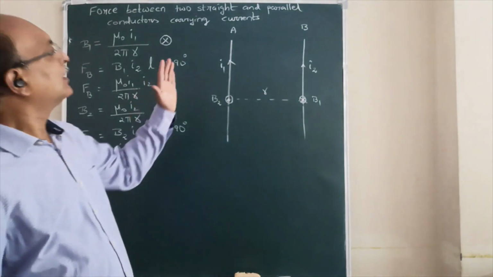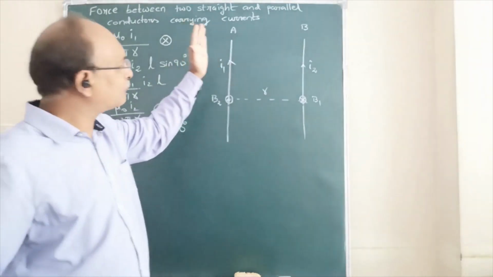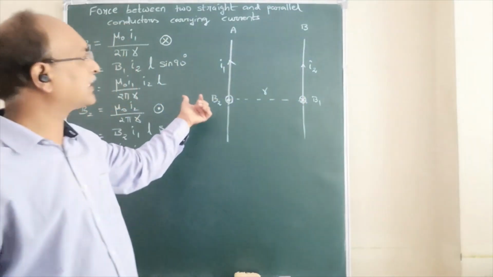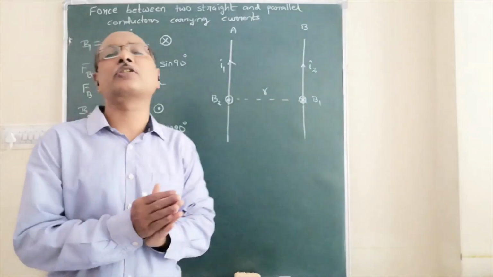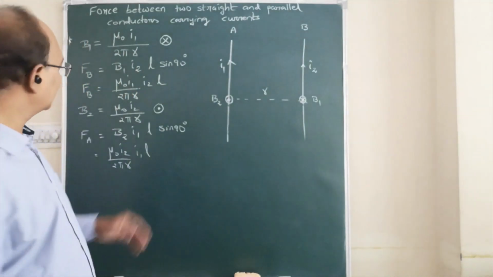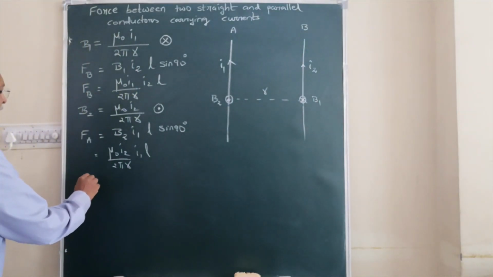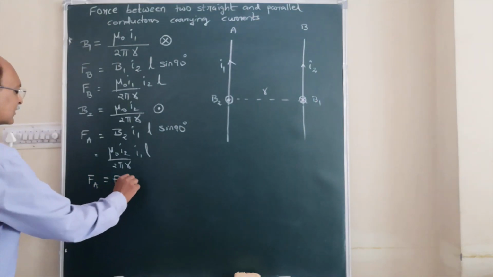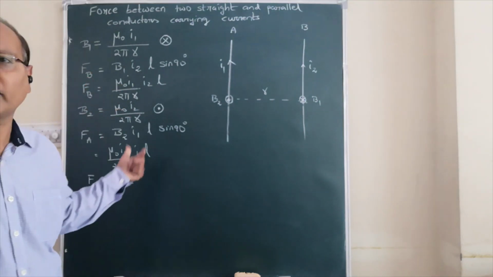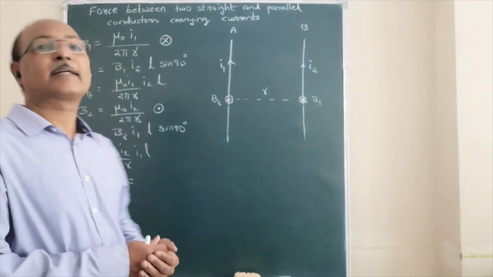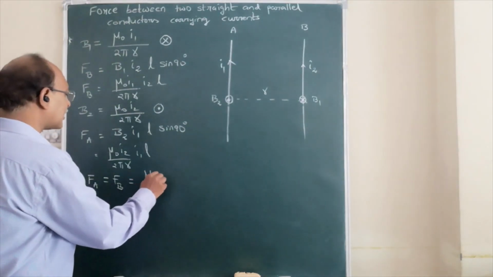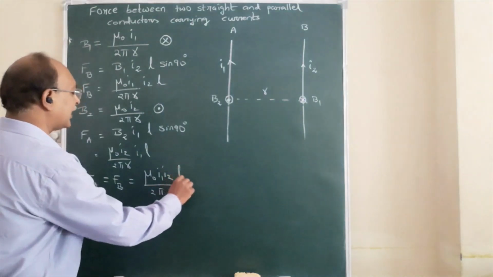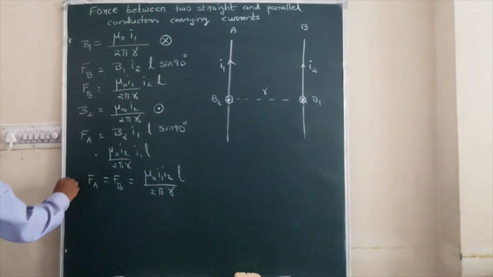So due to the current I1, there is a force acting on B. Similarly, due to this current I2, there is a force acting on A. So there is a mutual force between them. So here, the force between the two conductors, FA is equal to FB, and that's equal because both of them are equal. So the force between the two conductors is given by mu naught I1 I2 by 2 pi r into L. So that is the force, F.